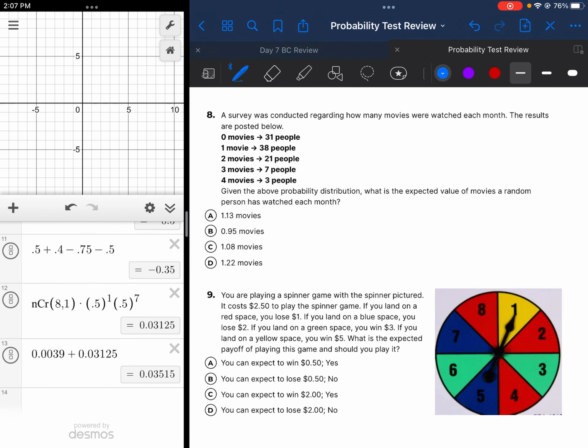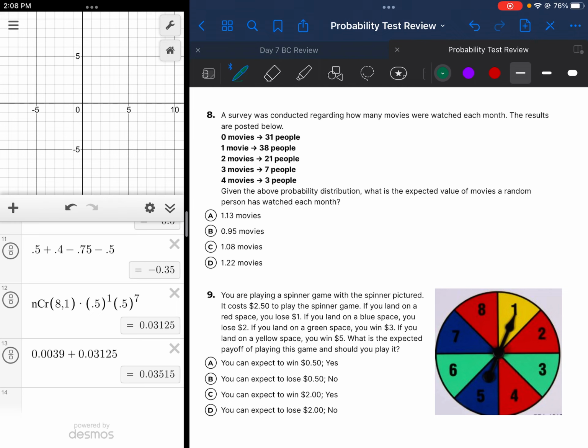All right, almost done. Last page of our review, problem 8. So problem 8 here. A survey was conducted regarding how many movies were watched each month. The results are posted below. 0 movies, 31 people watched 0 movies, 38 people watched 1 movie, so on and so forth. Given the above probability distribution, what is the expected value of movies a random person has watched each month?